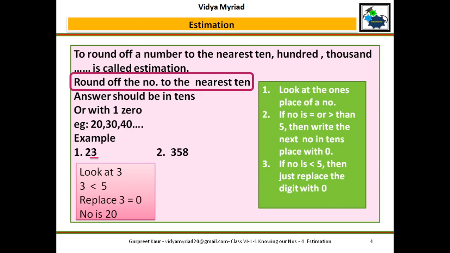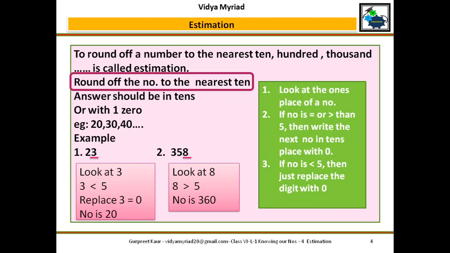Now look at the other number, 358. Now where do I need to look? I need to look at 8 and I know that 8 is greater than 5. So what should be my answer? The answer will be 360. Is it clear? Like this we will move to 100, we will move to 1000. The same criteria you have to follow. If it is nearest 10, you will take care of the ones place, whether it is greater than or equal to 5 or less than 5. If it is less than 5, simply write the same number with the 0, and if it is 5 or more, then we will move to the next tens place.